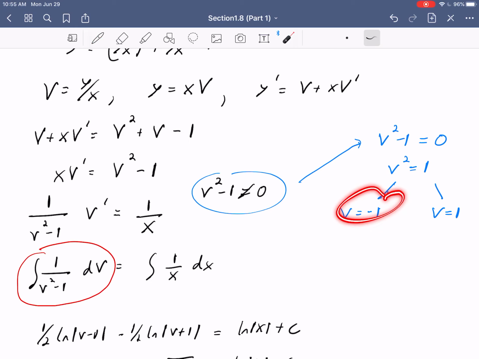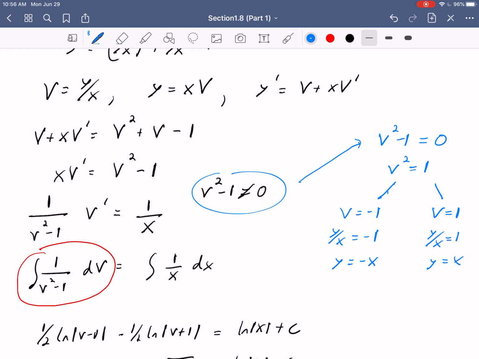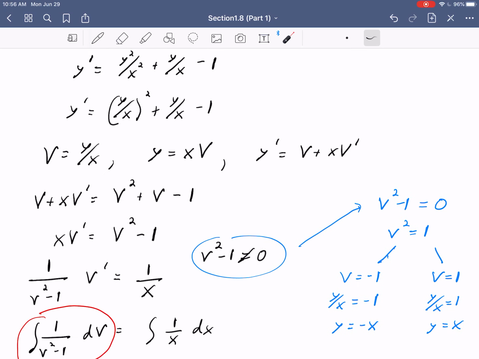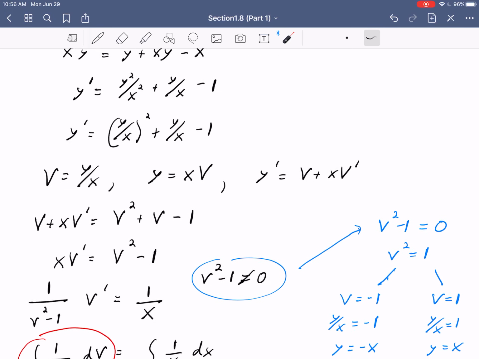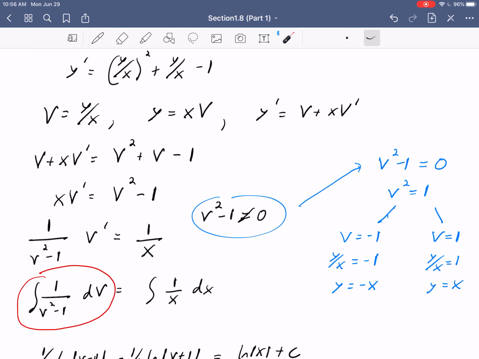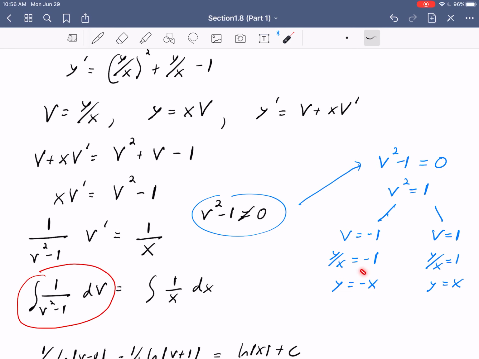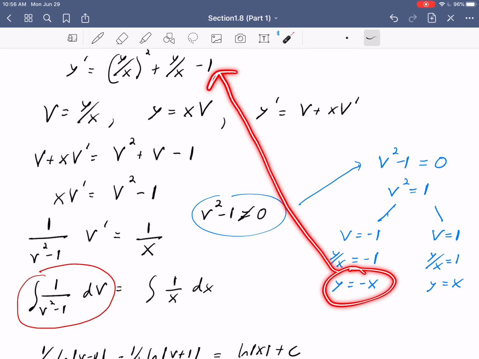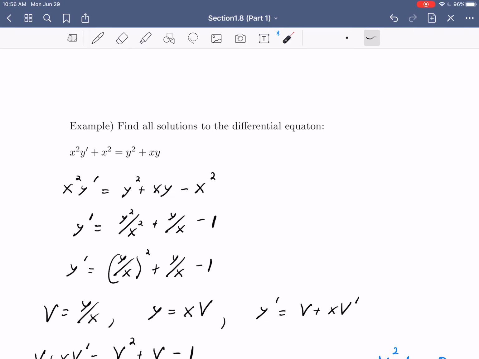What do those actually mean in terms of our real variables? Well, this would be y over x is minus 1, which is y equals negative x. And this would be y over x equals 1, which would be y equals x. So we've got two potential things we need to quickly check here. Just to save a little time, we'll check these in our heads by plugging them in. So let's plug in this y equals minus x in here.